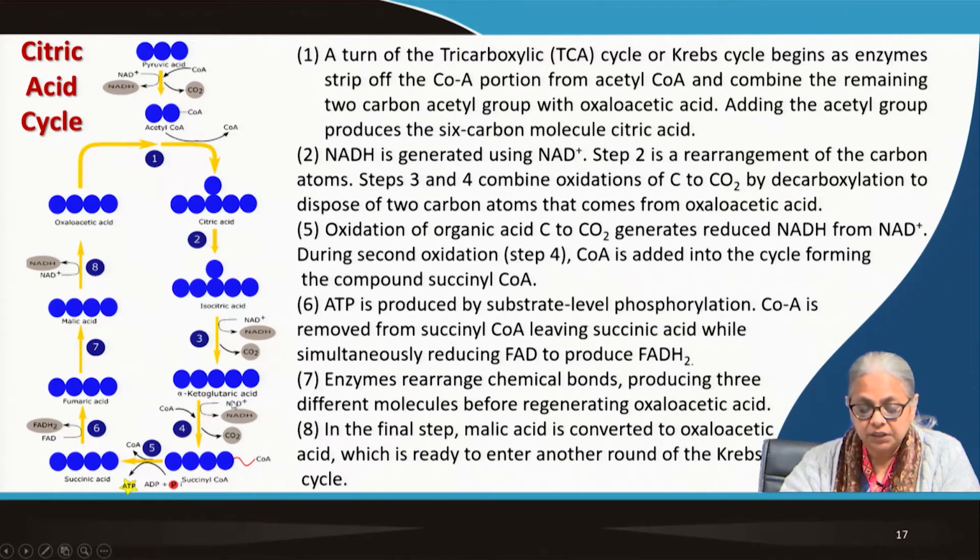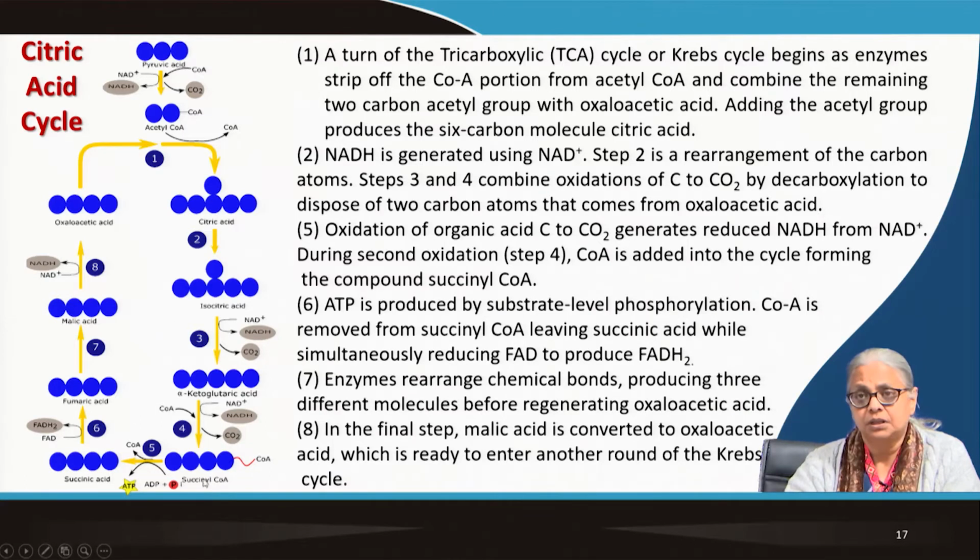You get alpha-ketoglutaric acid. Alpha-ketoglutaric acid is a C5 compound. It then loses another carbon dioxide and is converted to succinyl-CoA when a coenzyme, again coenzyme A, attaches itself to this compound to form succinyl-CoA, and in the process CO2 is lost and NAD plus is converted to NADH.